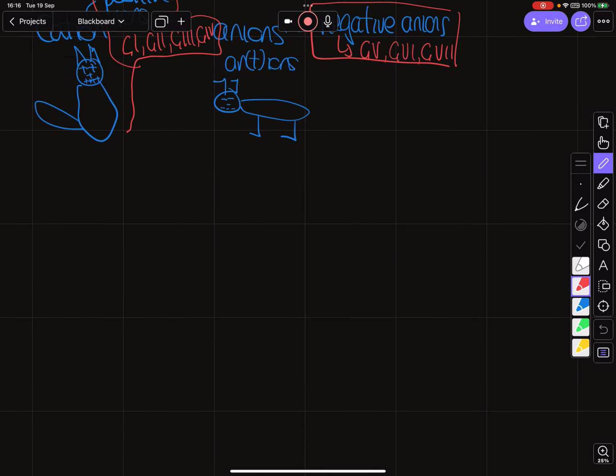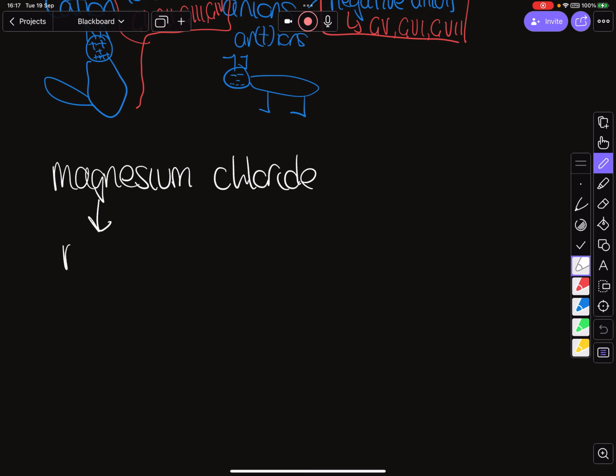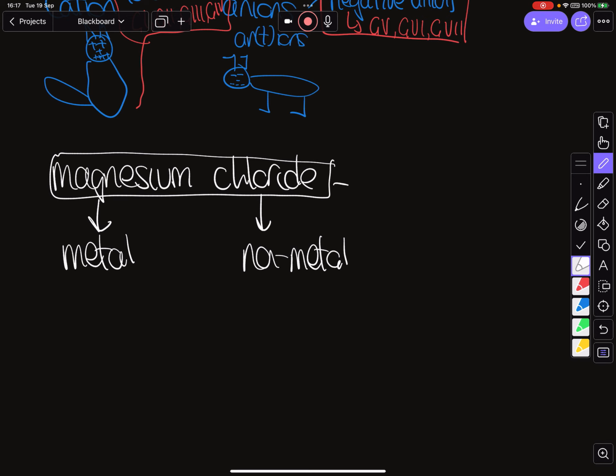So if we take something like, we will go with magnesium chloride. So what are the rules? So the first thing that we're going to say is that this comes from the metal side, and we're going to say that this is a non-metal, and together magnesium chloride is what you call an ionic compound. And ionic compounds, we also refer to them as salts. So you may be aware of sodium chloride is the table salt that we put on our chips, dinners, whatever it is you wish to put it on.